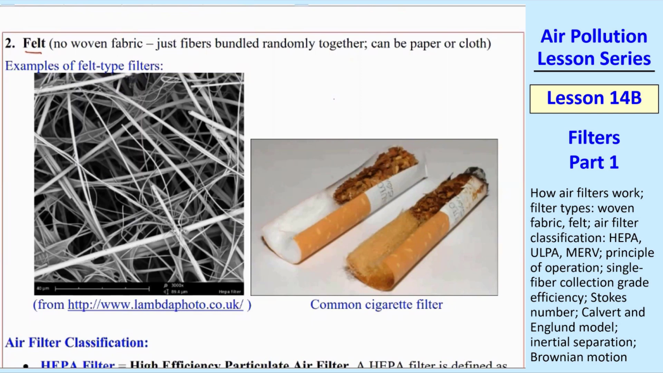Like cigarette butt is a common one. You can see both a clean before smoking and a dirty after smoking. So the idea is to catch some of the tars and other nasty stuff coming from the tobacco burning before it gets into your lungs.